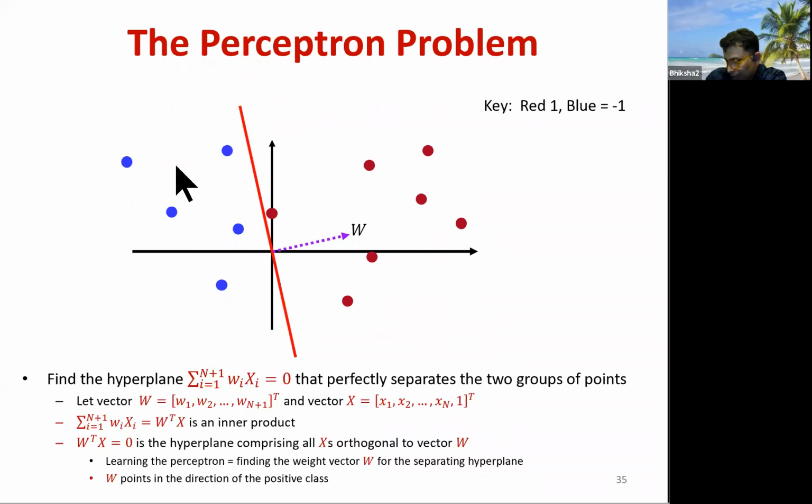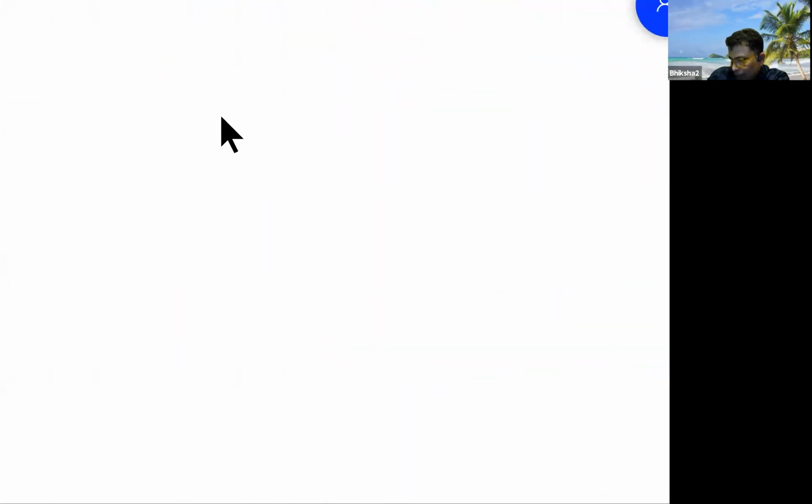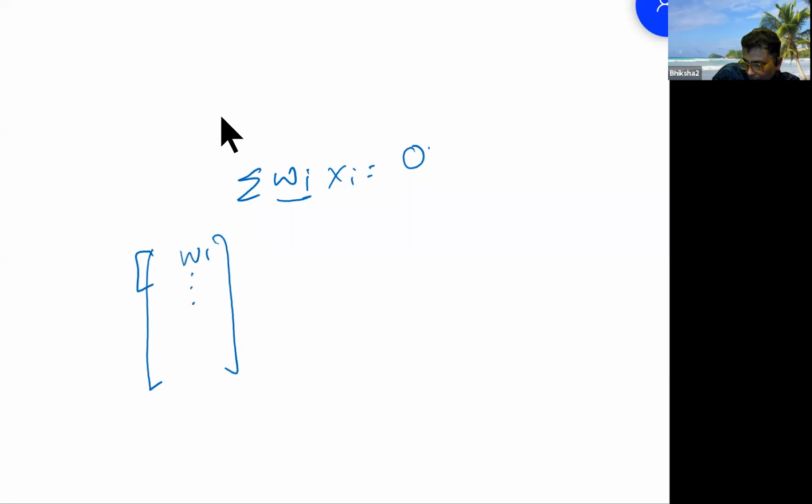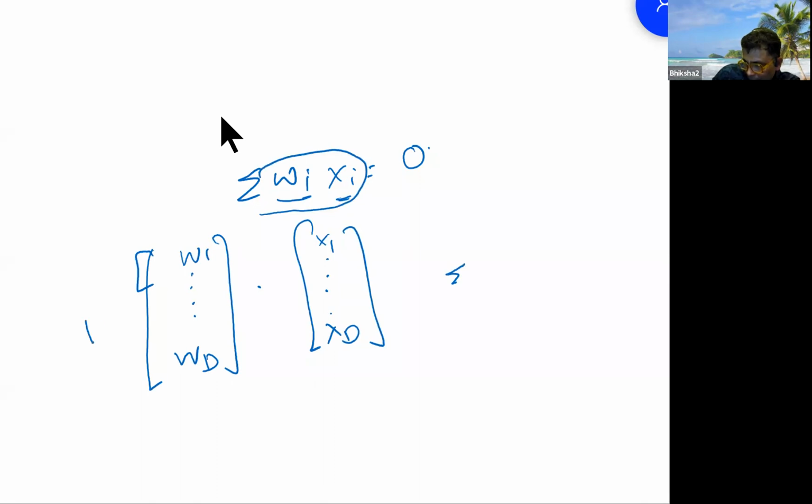Actually, let me draw this with a figure. It's easier. Now, when I have an equation of this kind, summation Wi xi equals 0, right? I can take all the weights and put them in a vector, w1 to wd. These are d dimensions. I can take all the inputs and put them in another vector, x1 through xd. So the summation wixi, let me call this w, let me call this x. So summation wixi is simply w transpose x. And this w is also now a vector, right?